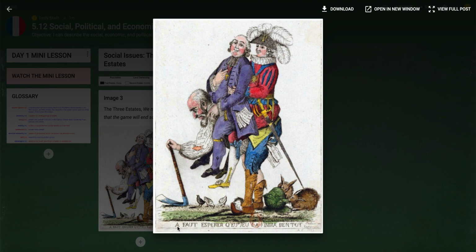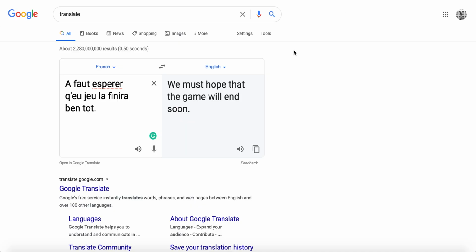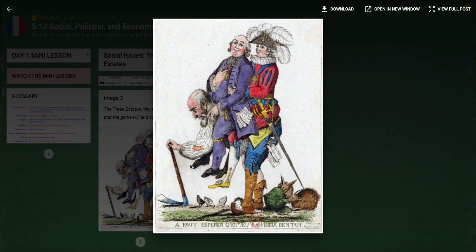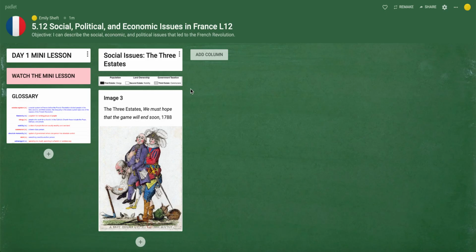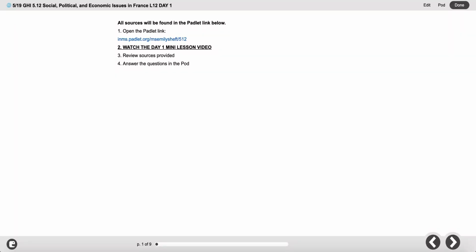Now we have this expression or statement written down here in French, which I'm going to go to Google Translate. Que je la finira bientôt. So this translates to, we must hope that the game will end soon. And I think it's interesting to use the word game in this political poster. So consider that. I'm going to go back to our Padlet.